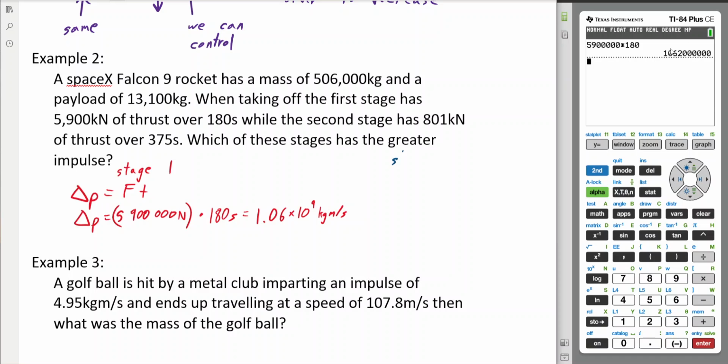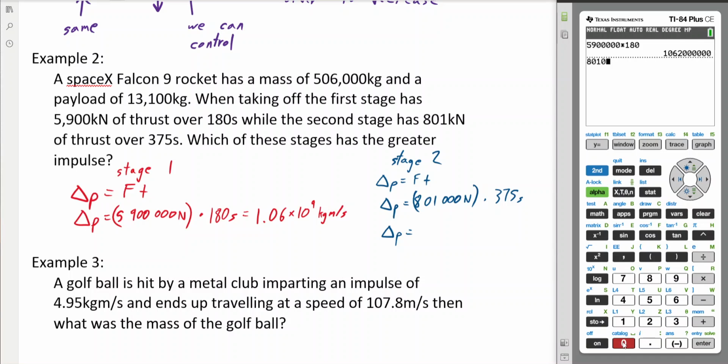Okay, now we're going to do stage 2 of the rocket, which is going to be the same basic calculation. Delta P equals Ft. So delta P equals 801,000 newtons times 375 seconds. So 801,000 times 375, and we get 300,375,000. Let's just simplify that to 3.00 times 10 to the exponent 8 kilogram meters per second.